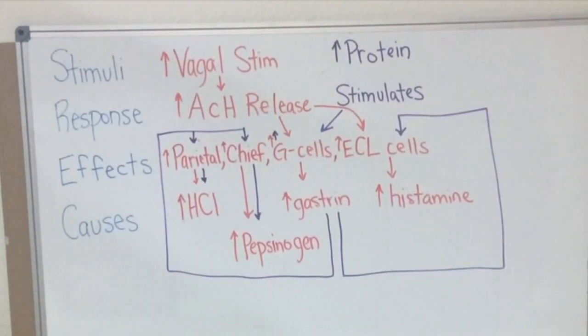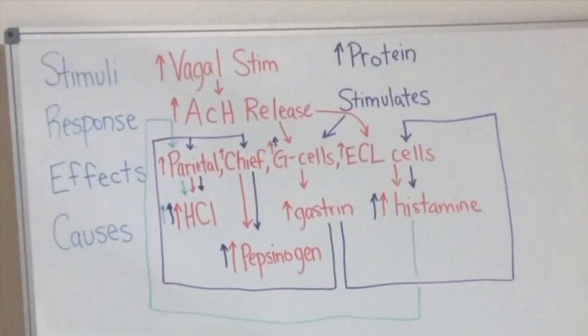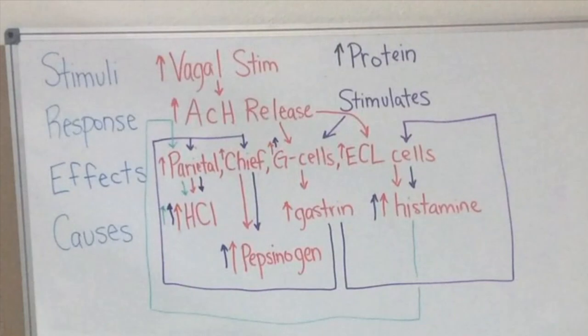Gastrin also stimulates endochromaffin-like cells to increase the amount of histamine that the cell is releasing. Histamine will act locally on the parietal cells, stimulating them to again release more hydrochloric acid.